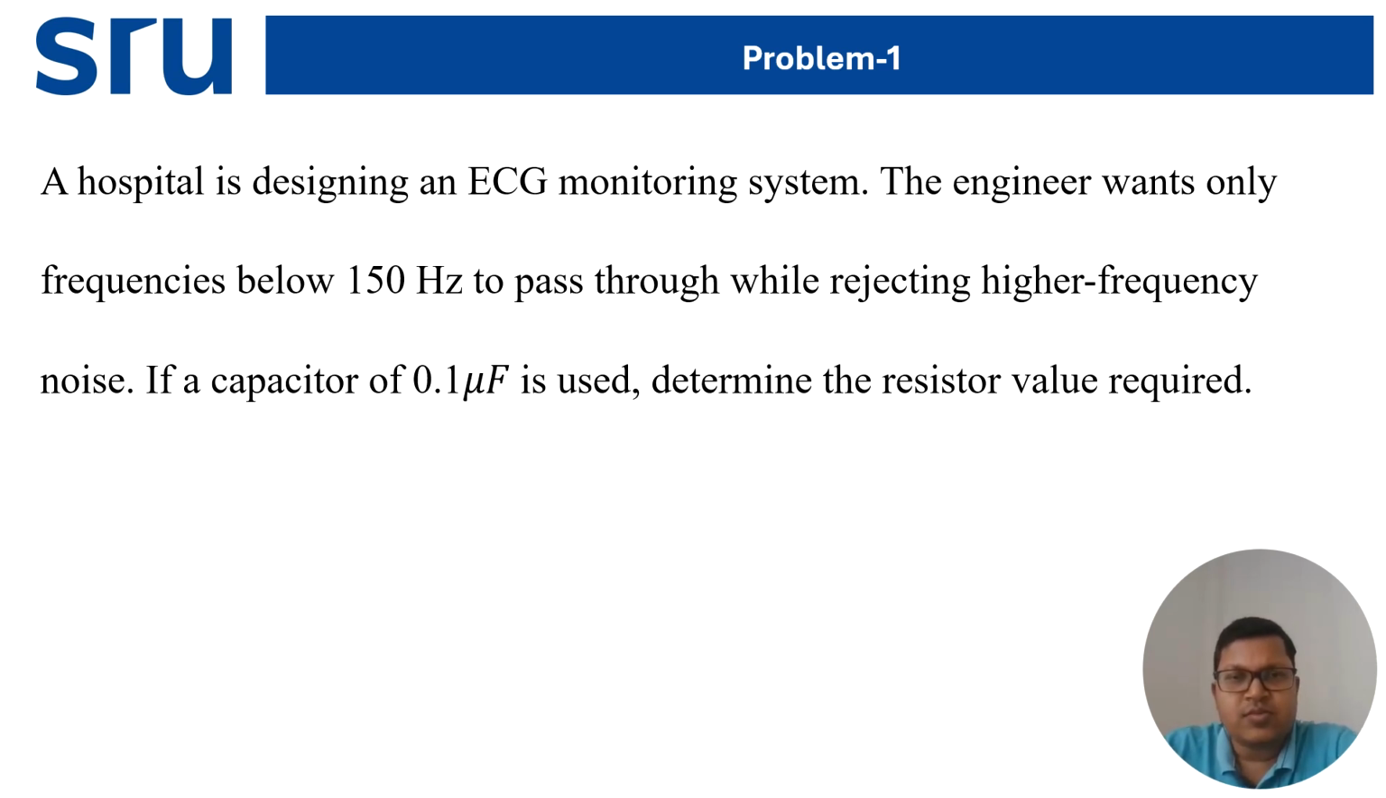The first problem we will see says that a hospital is designing an ECG monitoring system. The engineer wants only frequencies below 150 Hz to pass through while rejecting higher frequency noise. If a capacitor of 0.1 microfarad is used, we have to determine the resistor value which will be required for the purpose.